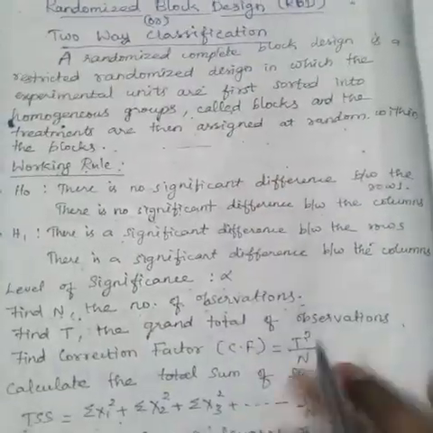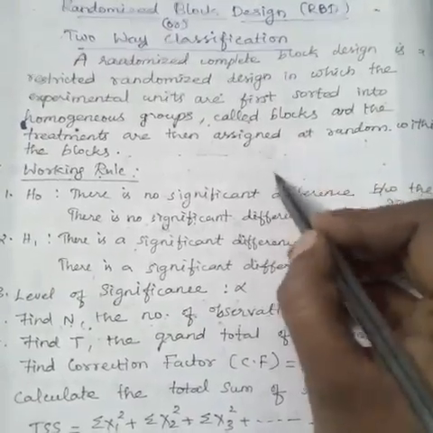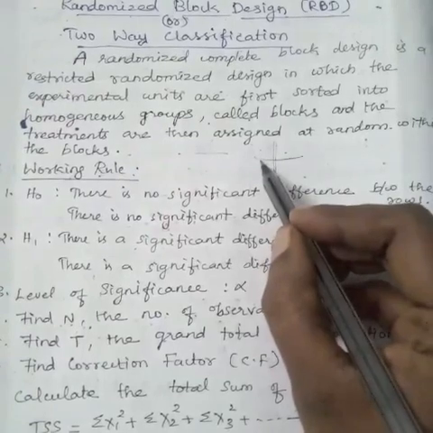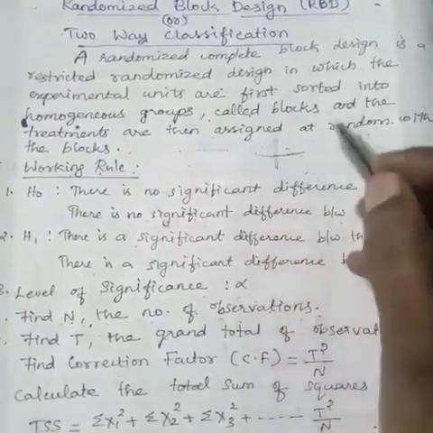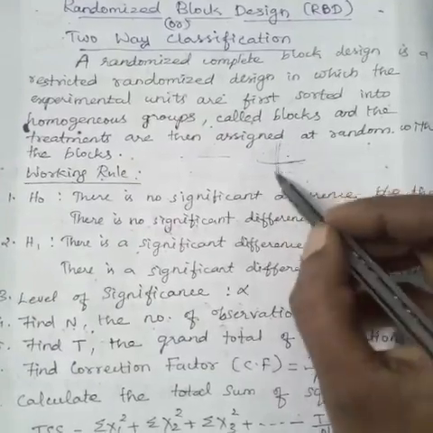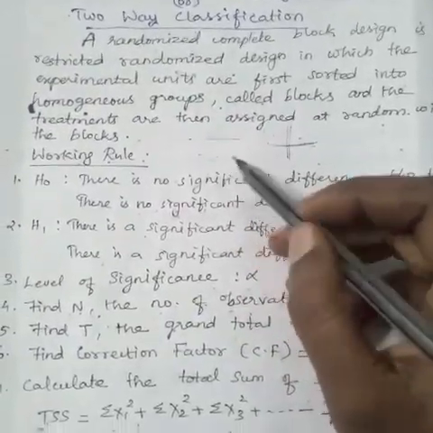Okay, so we have two concepts: one is column and another one is row. Column wise we have blocks, and row wise we have the treatments. Now let us see the working rule.